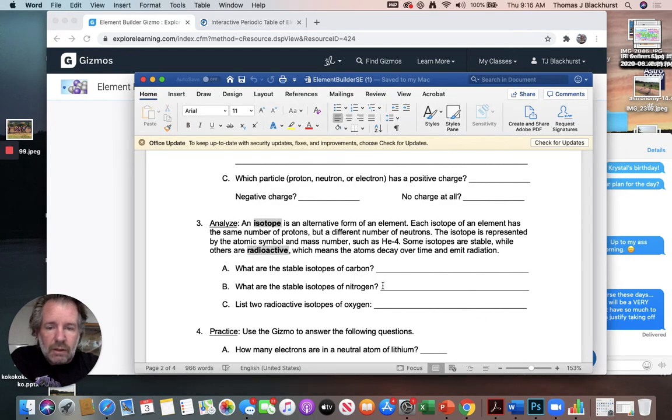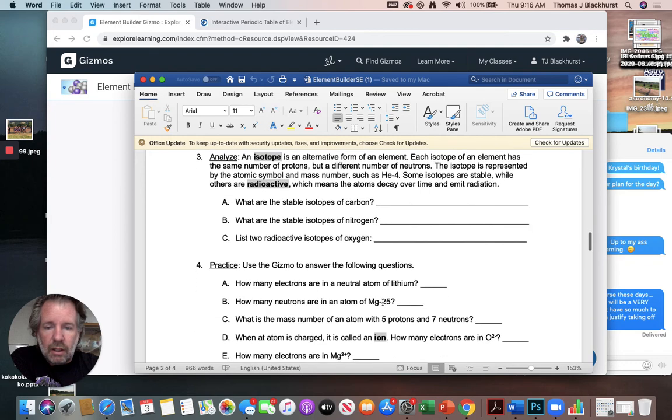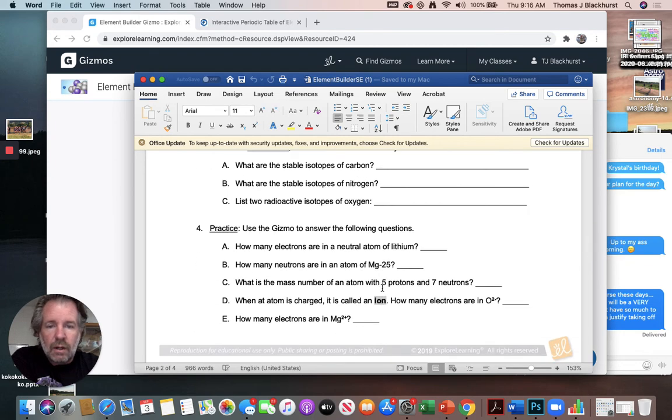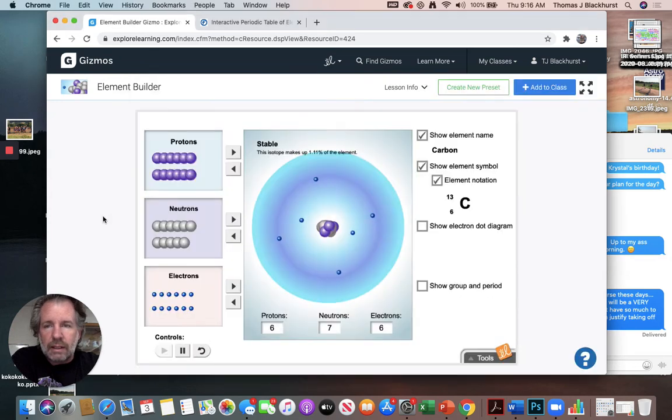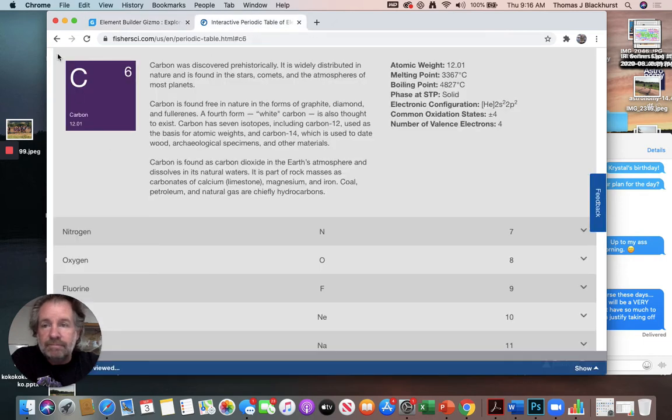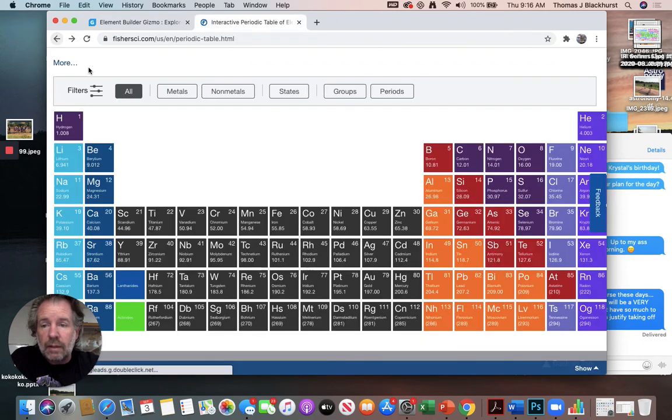And they basically do the same thing for nitrogen and oxygen there. Now, on these ones, you're basically just getting some practice work in the gizmo. So how many electrons are in a neutral atom of lithium? If I can't remember where lithium is, I'm going to go look at the periodic table, and there's nothing wrong with that. That's why we have a periodic table.